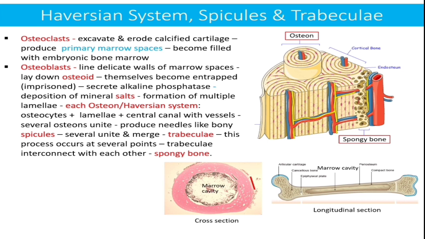Multiple lamellae with osteocytes and a central vessel in the central canal is named as osteon. Several osteons unite and produce needle-like bony spicules. Several of these spicules unite and merge and form the trabeculae. This process starts at several points so that trabeculae produced at these parts become interconnected with each other, and this is the formation of spongy bone.